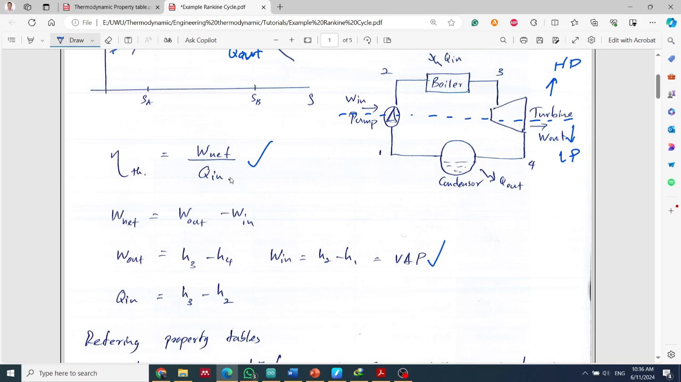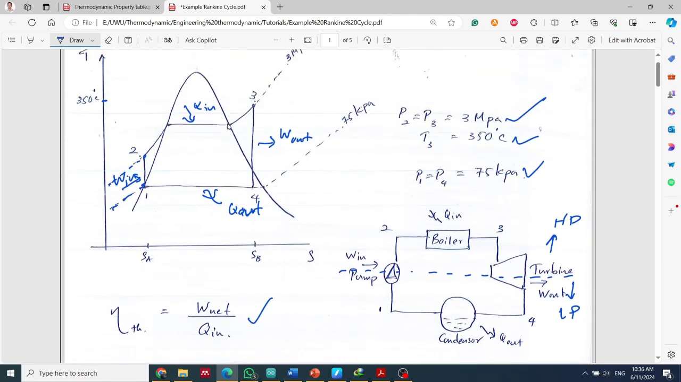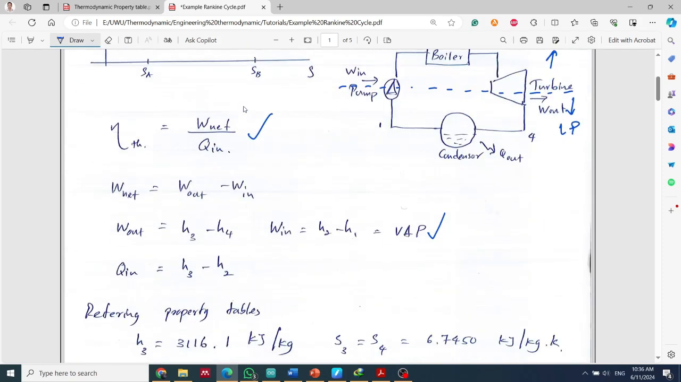Then the next one we have to find is the Q in. The Q in is the boiler action. You can see the boiler action: the boiler, 2 to 3, is the boiler. Therefore we can write H3 minus H2 is the Q in, the heat in. So that is what is written in here: Q in equals H3 minus H2.